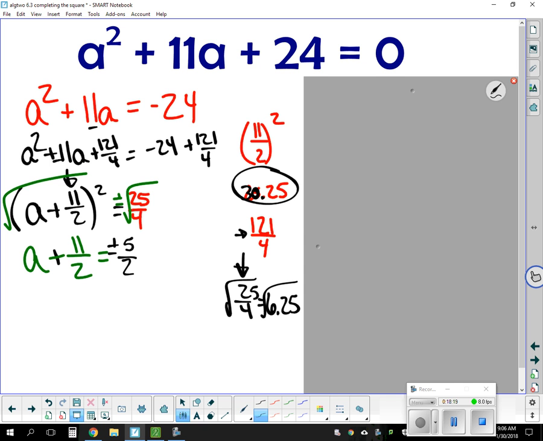Don't forget your plus or minus sign. And then we're going to subtract 11 over 2. Okay, so positive 5 minus 11, divided by the 2 would be negative 3. Negative 5 minus 11, divided by 2. There's your 2 answers.